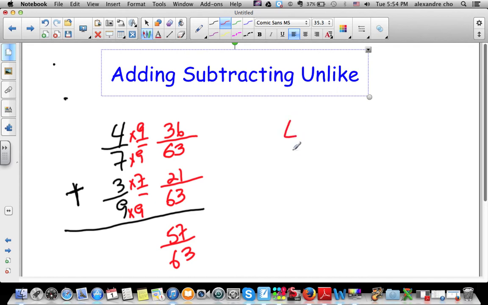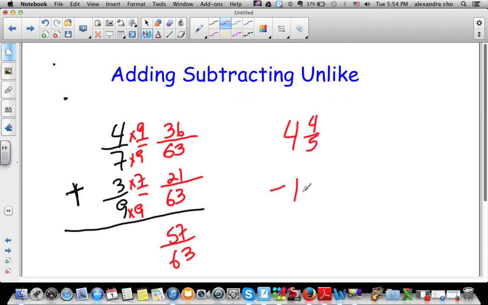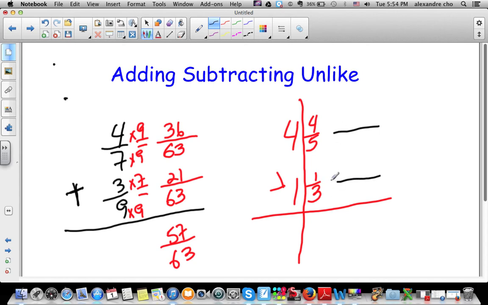Let's do one with a mixed number, and let's do 4 and 4/5 minus 1 and 1/3. Okay, so let's split these up, and in this case, our fractions' denominators are different, so we have to adjust. We have to find two equivalent fractions where they share the same denominator.